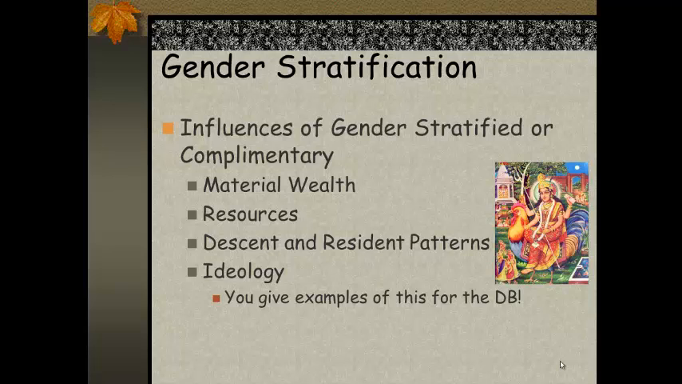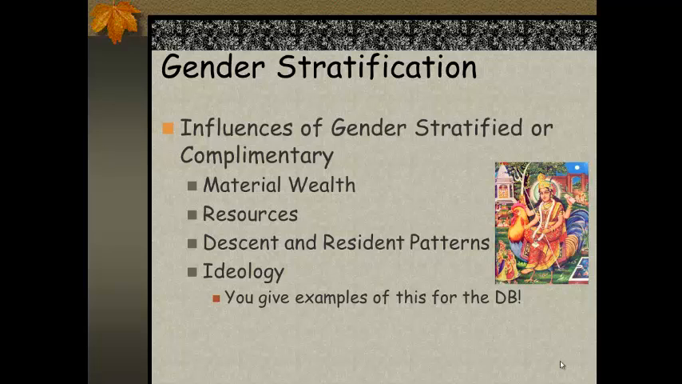A gender stratified society or a stratified society is one that is in layers. Think, for example, classes or castes. A complementary society is one where, in this case, the genders are seen, each of their roles are seen as equally important and contributing equally to the society.